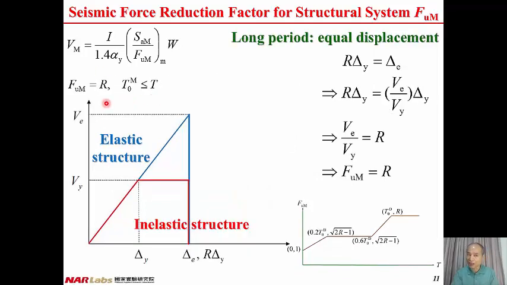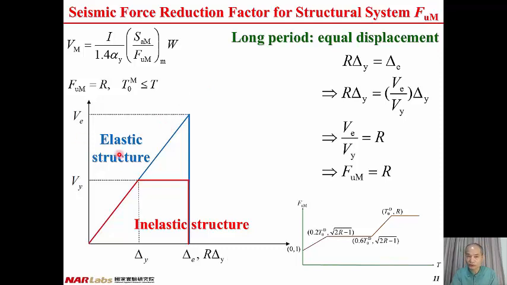And how do we get the value R? When the structural period is larger than or equal to T0M. Here we have two structures. Under maximum considered earthquake, we have two curves here. One is the force relationship of the elastic structure. One is the curve for the relationship between the force and displacement of inelastic structure. If the structural period is larger than or equal to T0M, the criteria of equal displacement is satisfied.